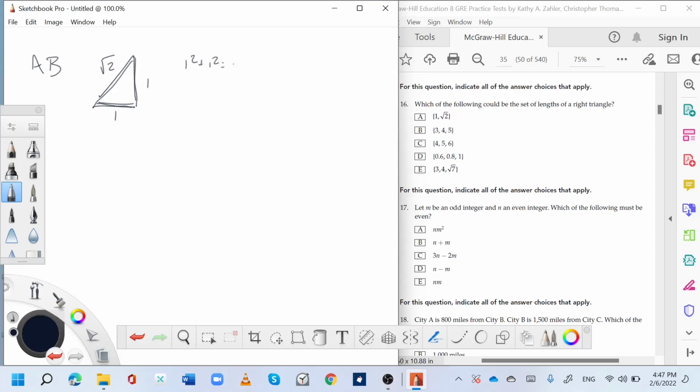1 squared plus 1 squared equals 2, so square root of 2 equals square root of 2. 3 squared plus 4 squared equals 25. Square root of 25 equals 5. But we just memorize these things growing up. Next one, 4, 5, and 6 doesn't look like it. Does not look like it, no. 4, 5, and 6, the longest side has to be the hypotenuse, 4 squared plus 5 squared equals 16 plus 25 is 41. 41 is not a perfect square, so no for C.